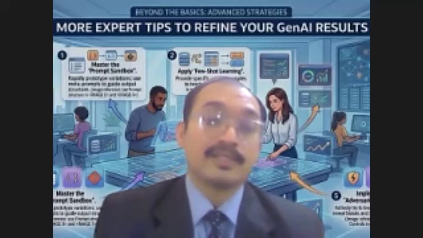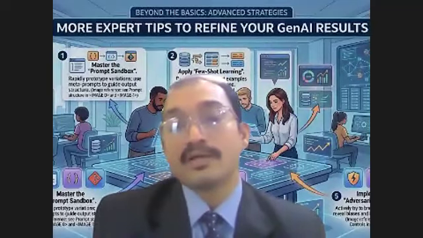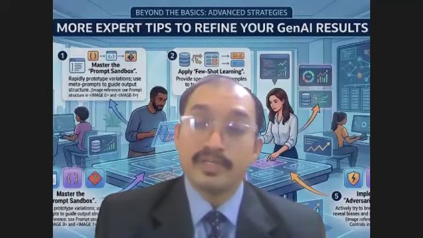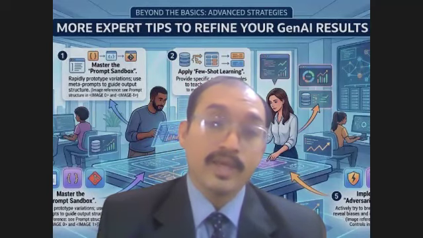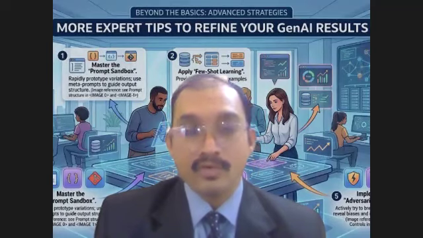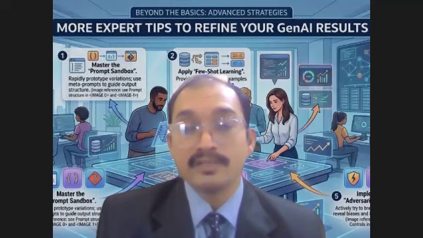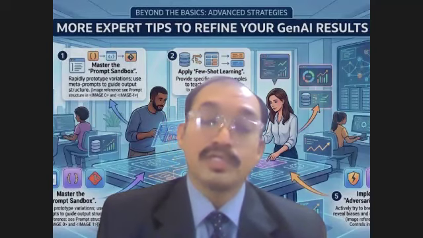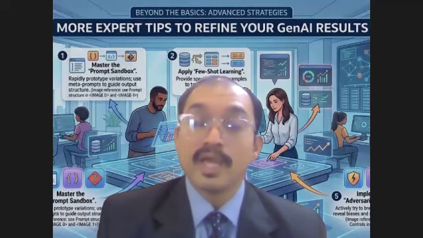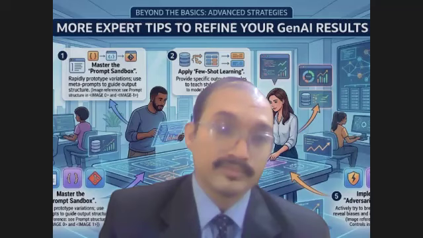Number 11 in the list, output formatting via JSON schema. Force the AI to return data in a structured format for easy integration. A scenario where we use this output formatting via JSON schema is: list all OCI regions where this service is available and return it strictly as a JSON array.